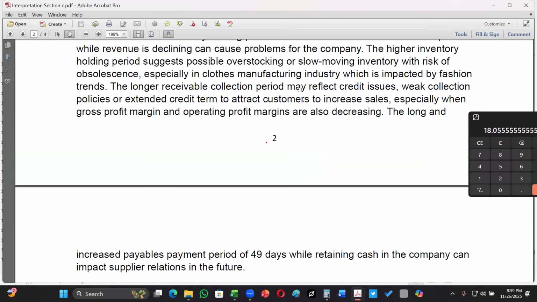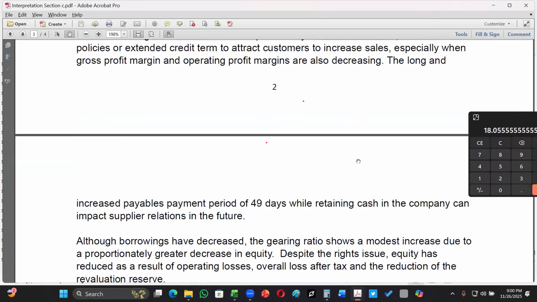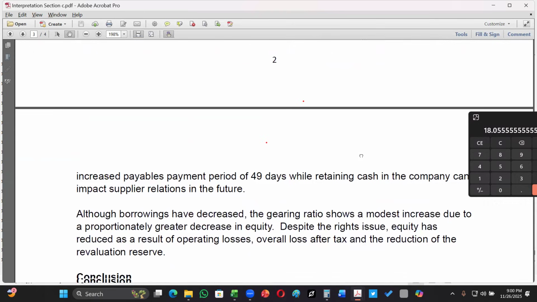This could raise liquidity problems when the receivables take more time, and this might show poor credit control, or we might have extended more credit because the sales are not taking place at the retailers. This could be the thing, especially when the gross profit margin and the operating profit margin are also decreasing. So we have to consider these things, and now comes the payables period.